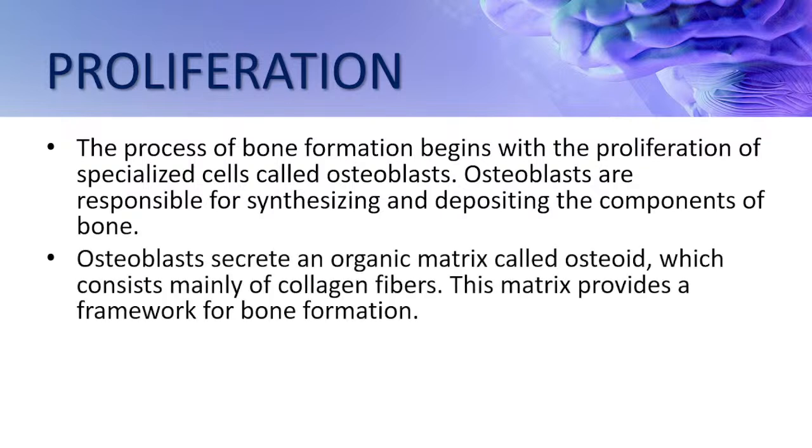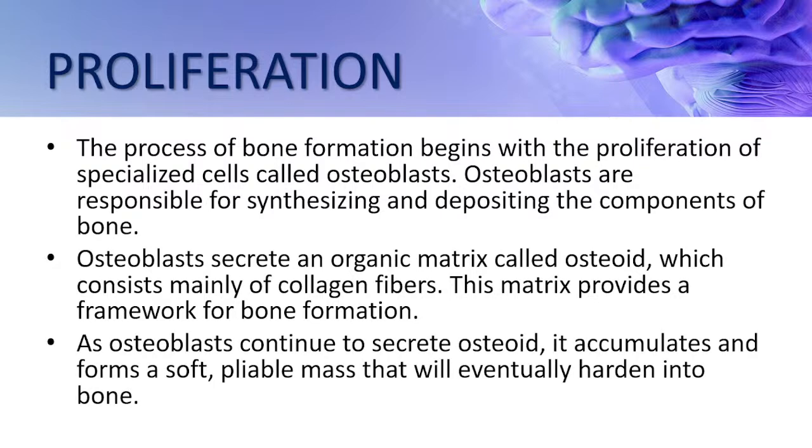We proceed. The osteoblasts secrete an organic matrix called osteoid, which consists of mainly collagen fibers, and this matrix provides a framework for bone formation. That's simple. Thirdly, osteoblasts continue to secrete osteoid. Remember, osteoid is simply a matrix formed out of organic matter secreted by osteoblasts. It accumulates and forms a soft, pliable mass that will eventually harden into bone. That's it about the proliferation phase.